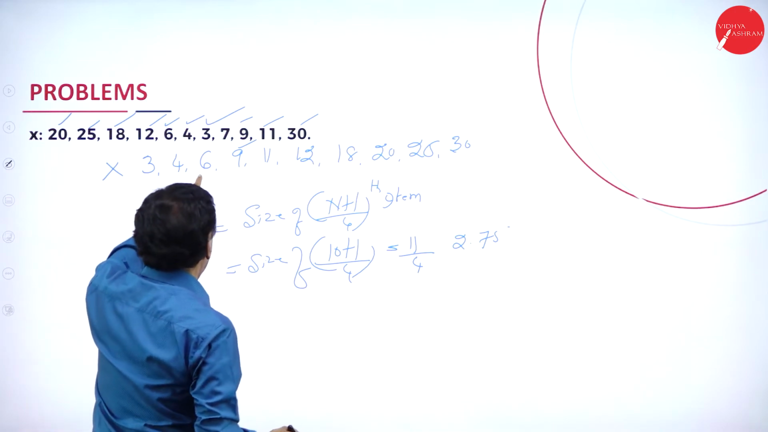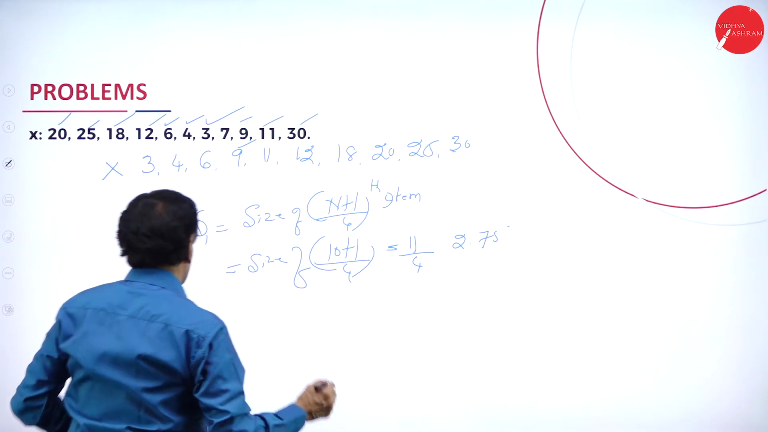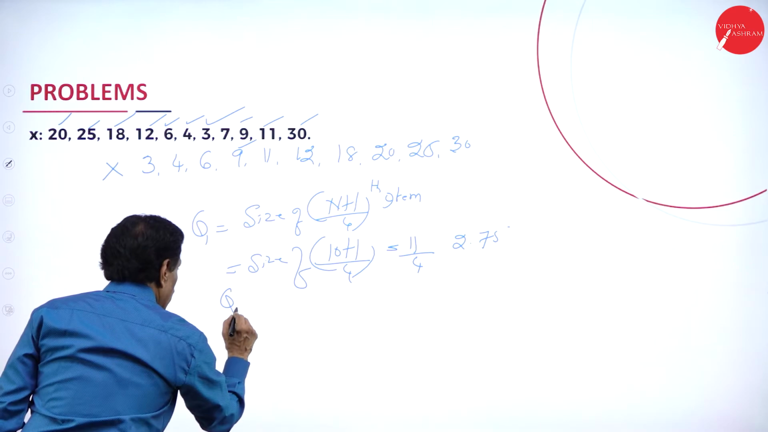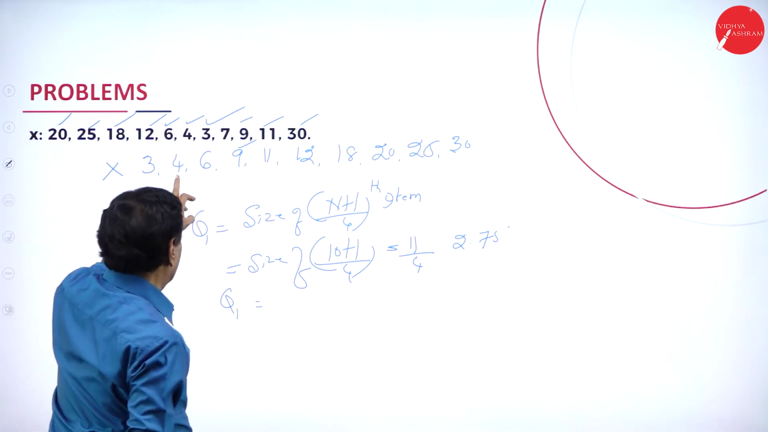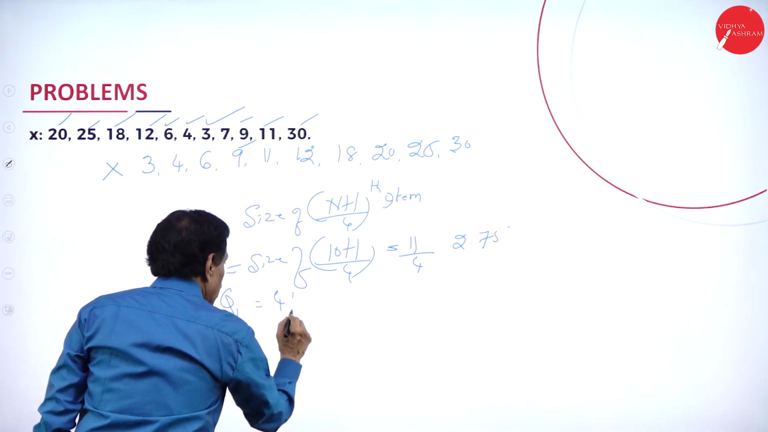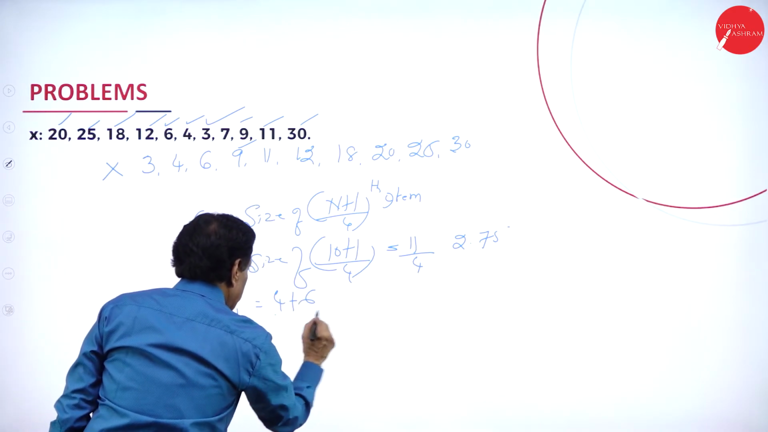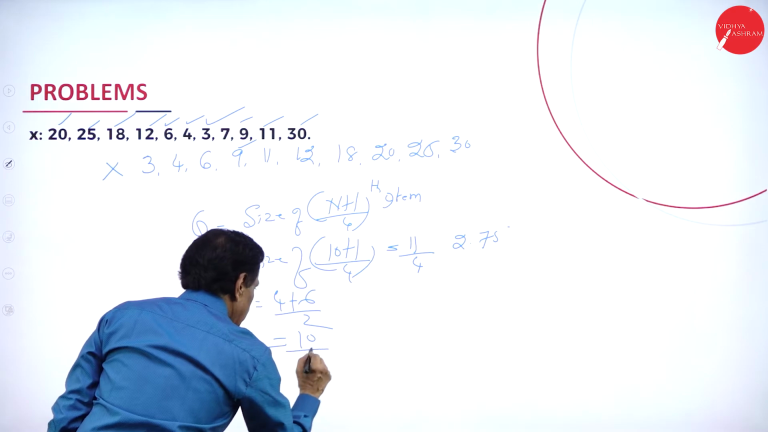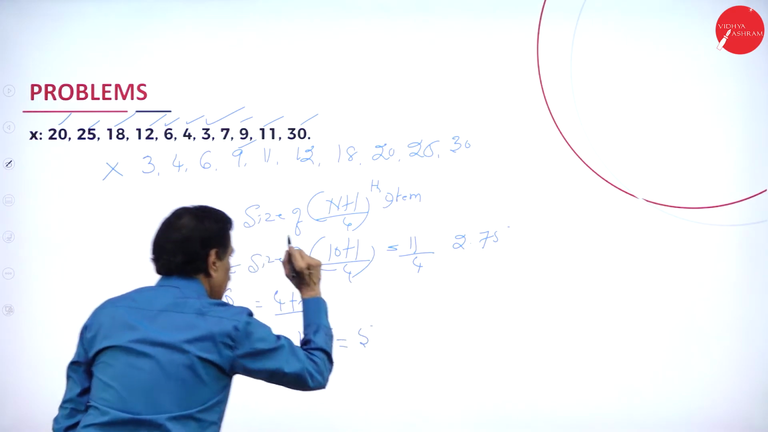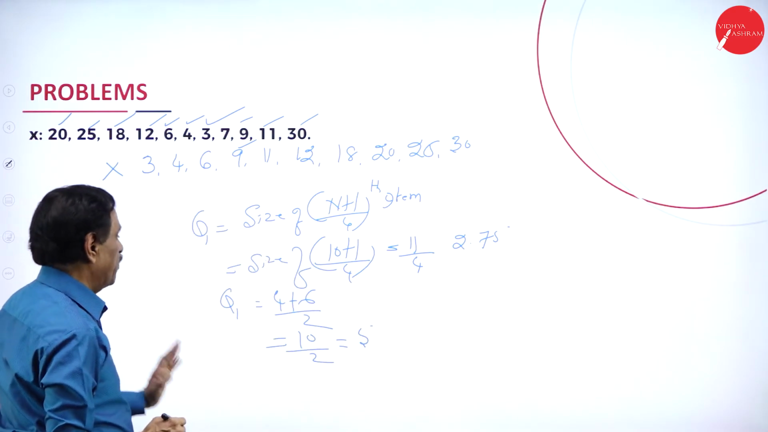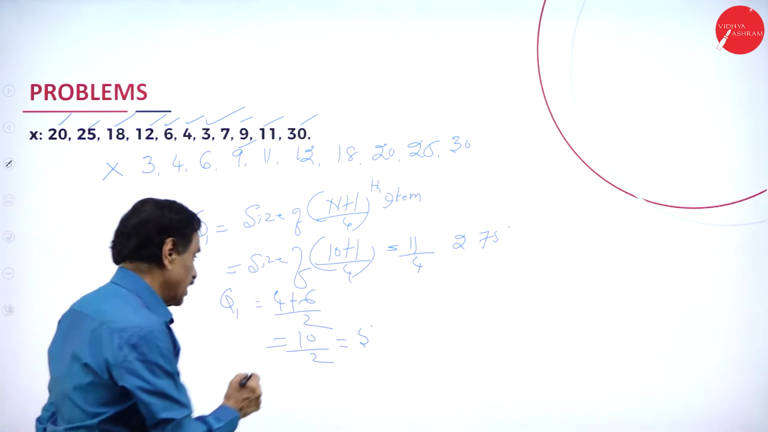Which is the second number? 4. What is the third number? 6. So Q1 is equal to the second and third numbers divided by 2. This is 10 divided by 2. That is 5. 5 is the Q1. 5 is the Q1. Understand?